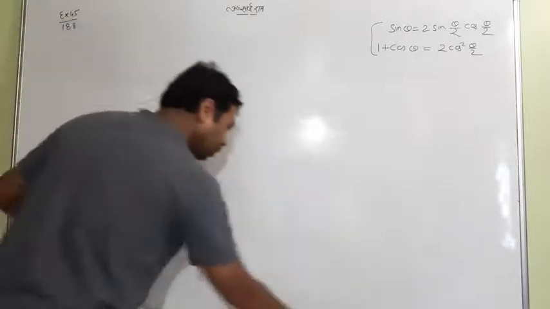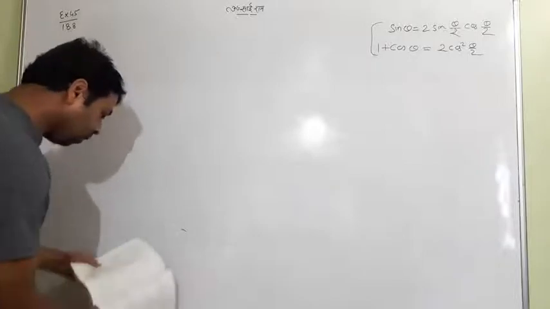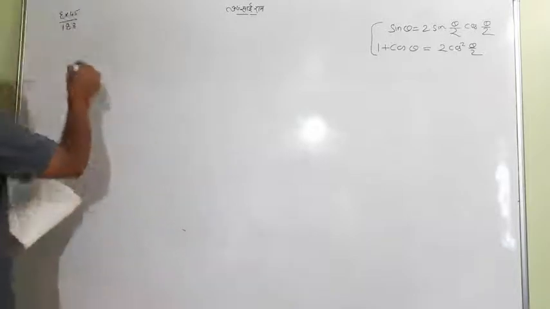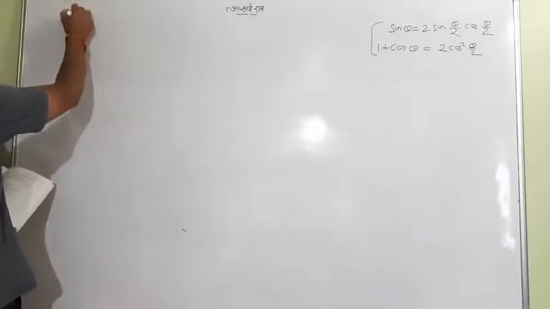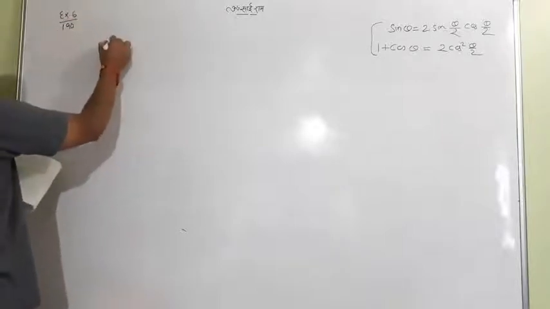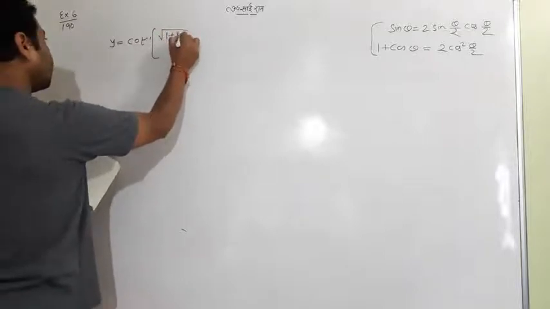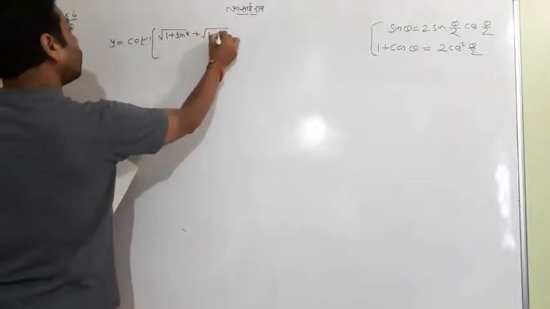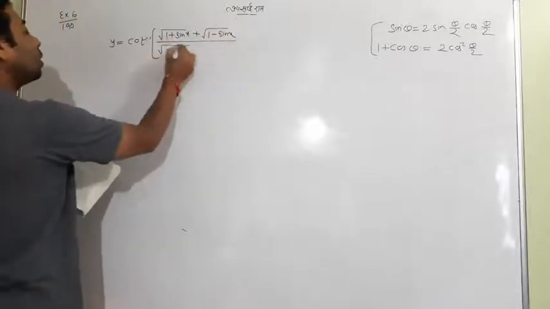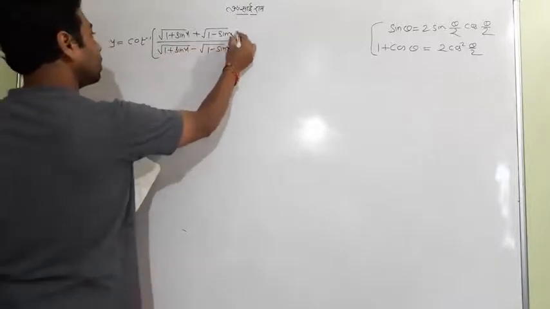Let me put one more question from your book. Let me search first because it is not particularly in any exercises given. Question number 6, page number 190. The question is y is equal to cot inverse of (1 plus sin x) upon (1 minus sin x)... again a good question it is. Actually it is the square root of (1 plus sin x) upon (1 minus sin x).